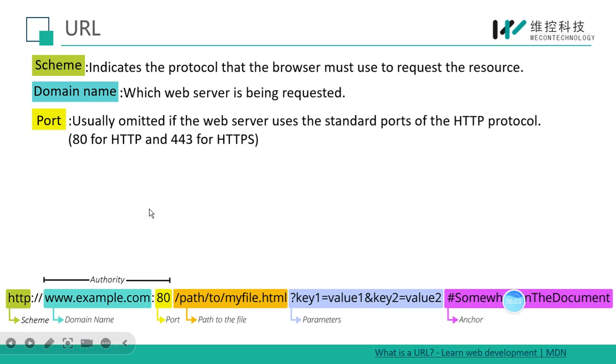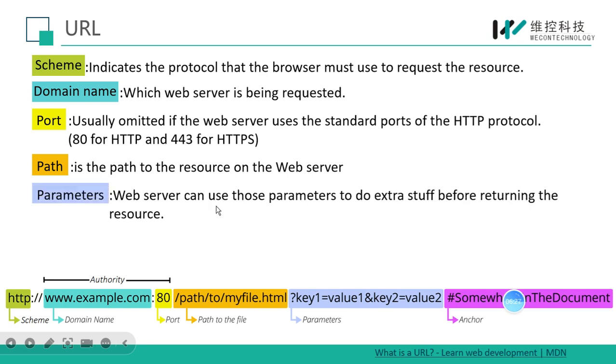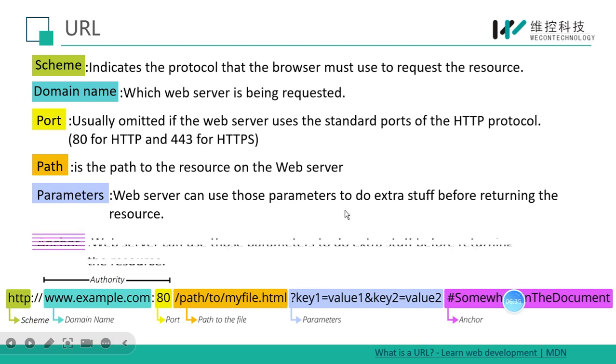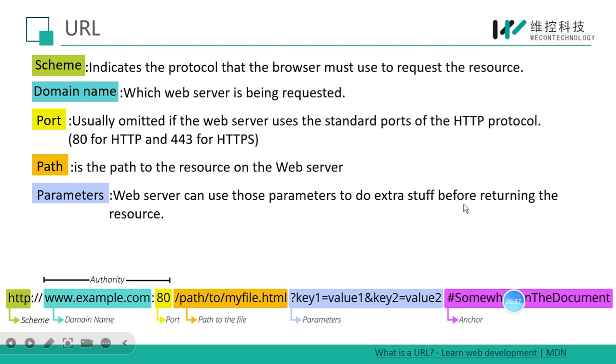The next one is the port number. Usually it is omitted by the server, like the Google server, which omits this port number. And the next is the path. The path is the path to resources on the server, and the parameter is something the server can use to do extra work before returning the resources.